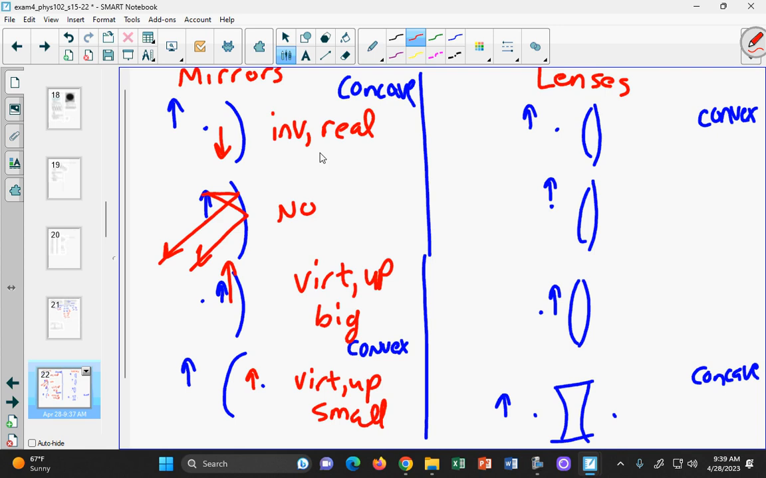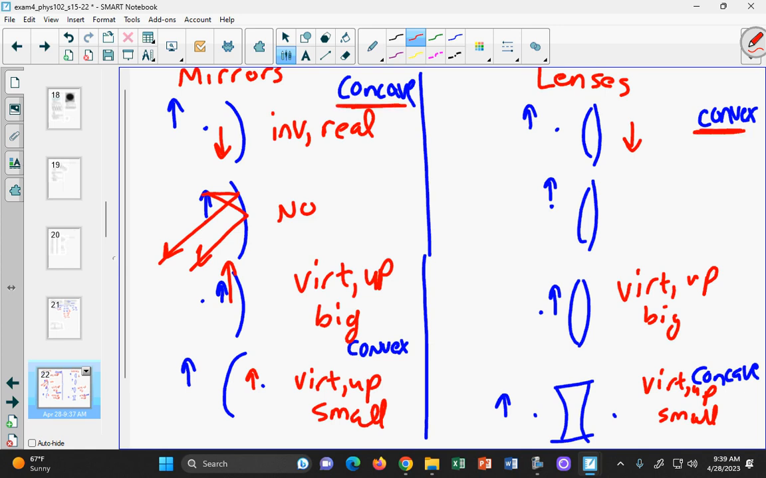Okay? All these words I can just take and put over here. All the words in red are exactly the same over here. An inverted real image, no image, virtual, upright, big over here, and then virtual, upright, small right here. So if you learn one set, then the other set is exactly the same. Okay? Also, just be very careful that notice the words change.